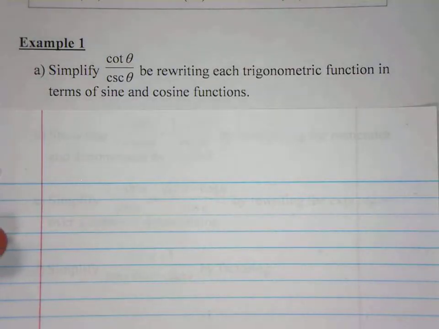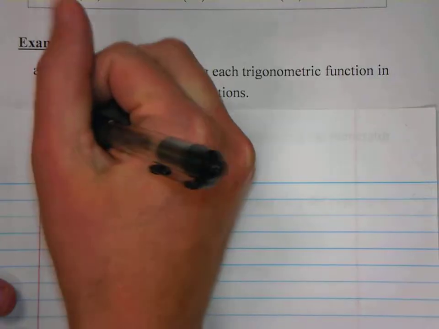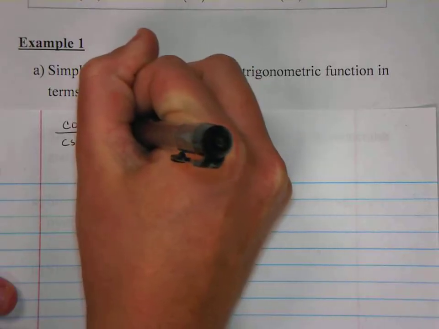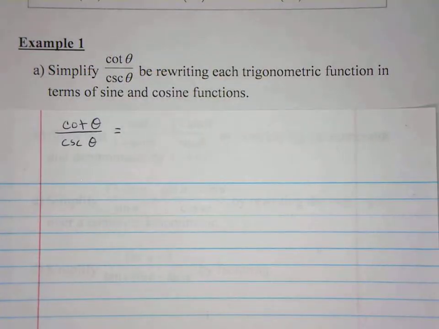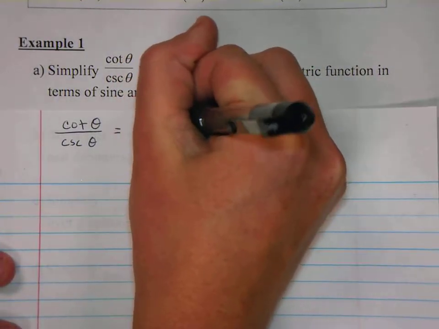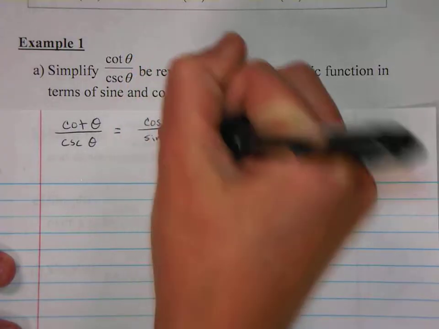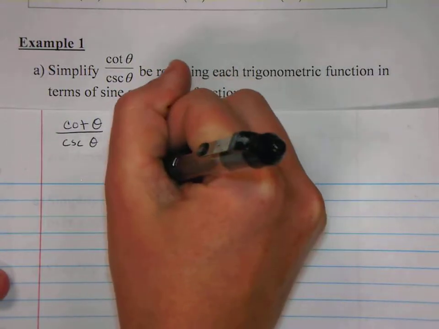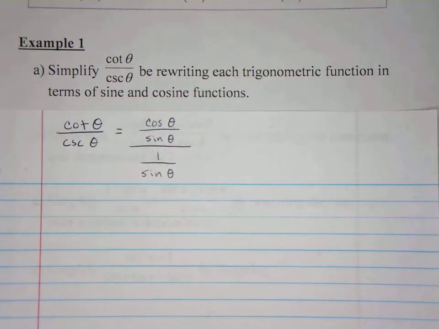So first example, it says to simplify cotangent of theta over cosecant of theta by rewriting each trigonometric function in terms of sine and cosine functions. So let me rewrite cotangent of theta over cosecant of theta, and using some properties, cotangent of theta, if you look at your quotient identities, is cosine of theta over sine of theta. And cosecant, if you look at your reciprocal identities, is 1 over sine of theta. So whenever we have a fraction over a fraction, we're going to multiply by the reciprocal.